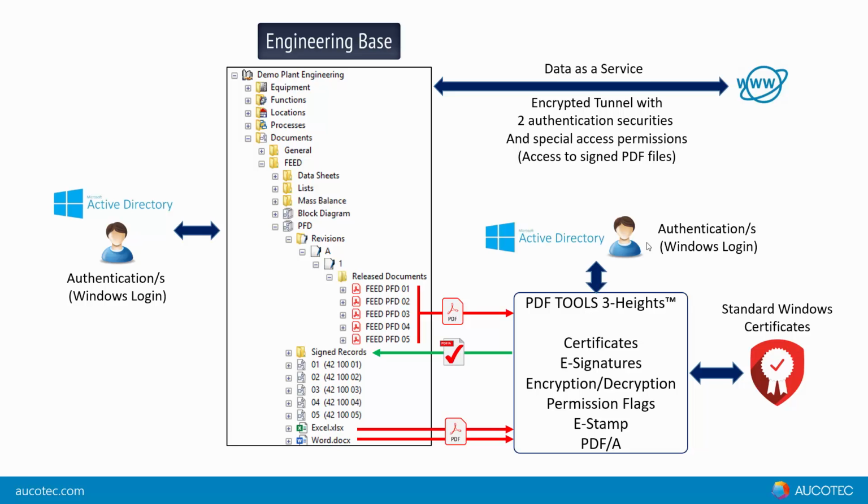There again, the Active Directory authentication is needed and a certificate directly from the standard Windows certificates. Once they are signed, they can be returned back into the signed records folder of Base. And of course, at any point of time, all the signed documents are accessible via Data as a Service, which is an encrypted tunnel with two authentication securities and special access permissions for the people who have the access permission to get the signed documents out of Base.